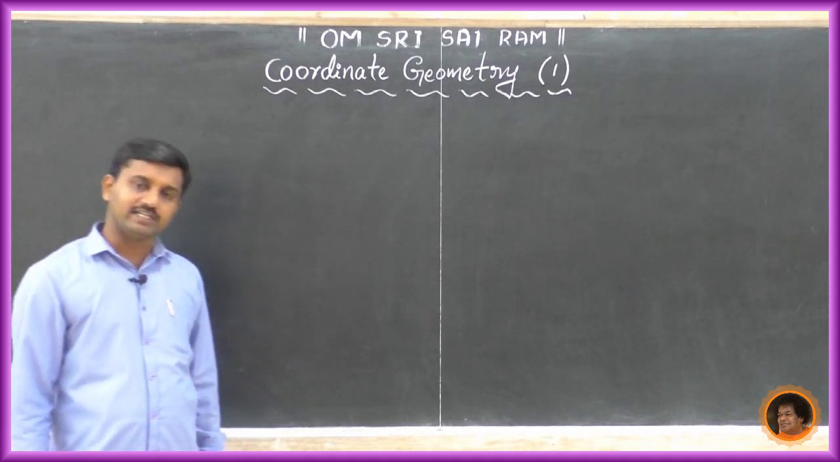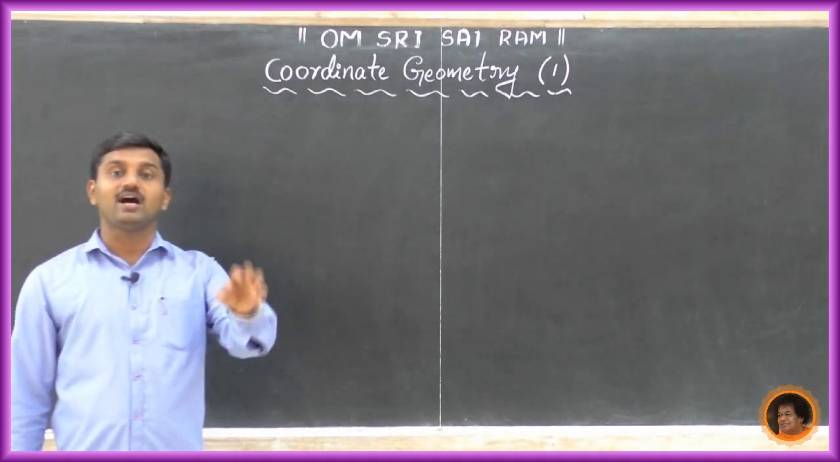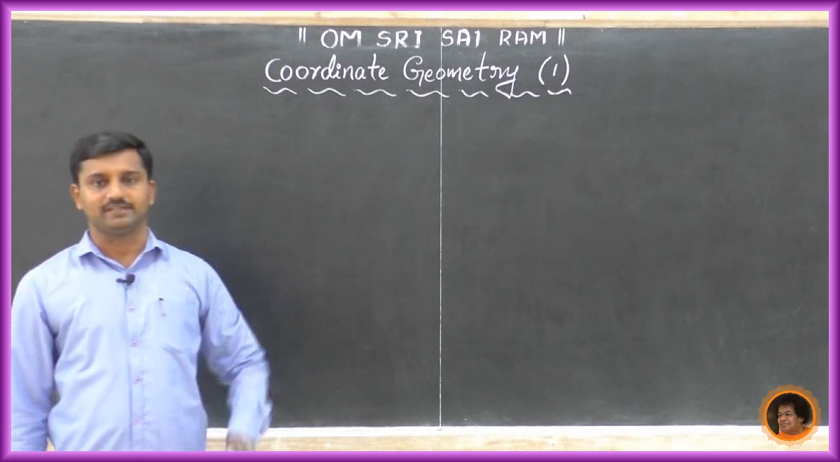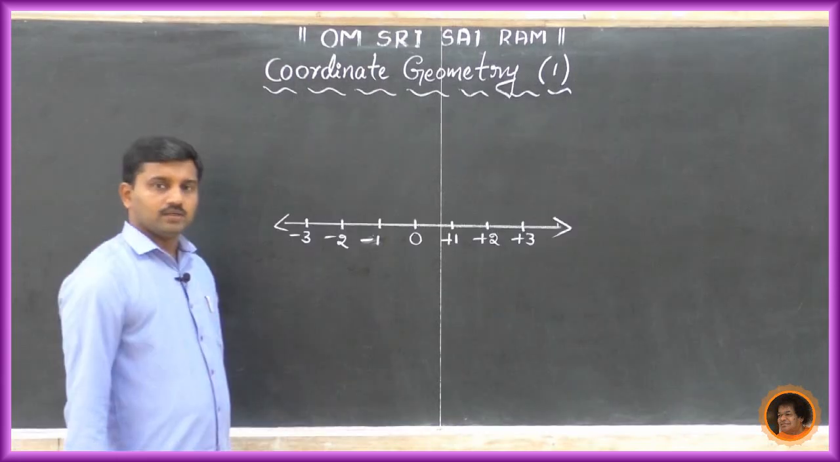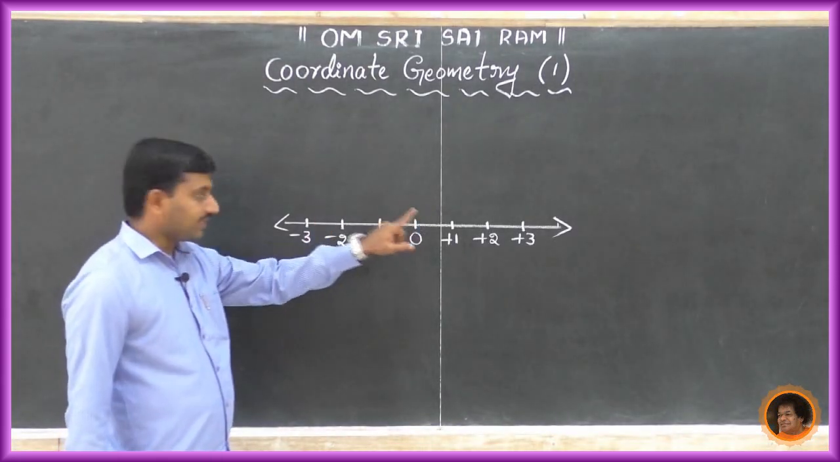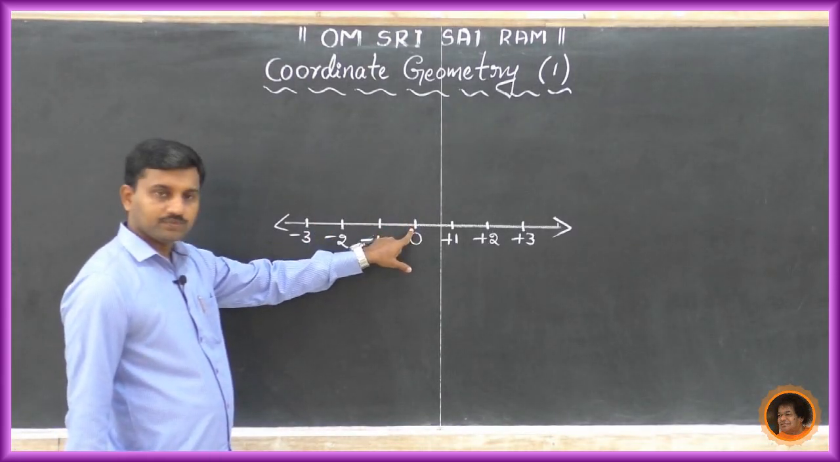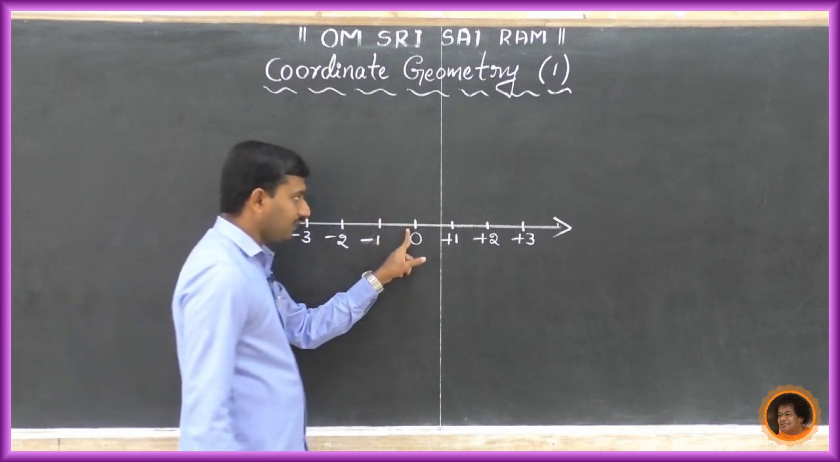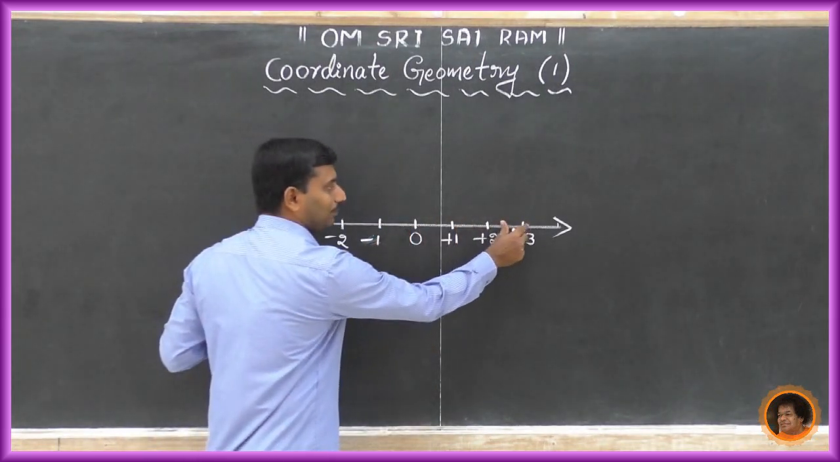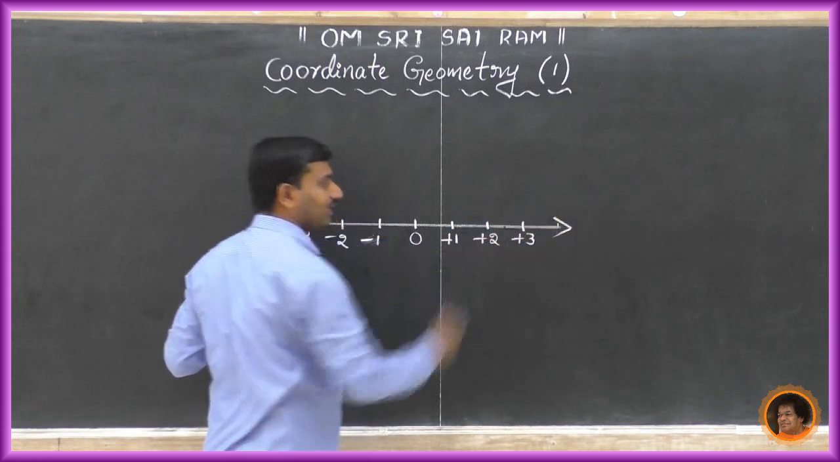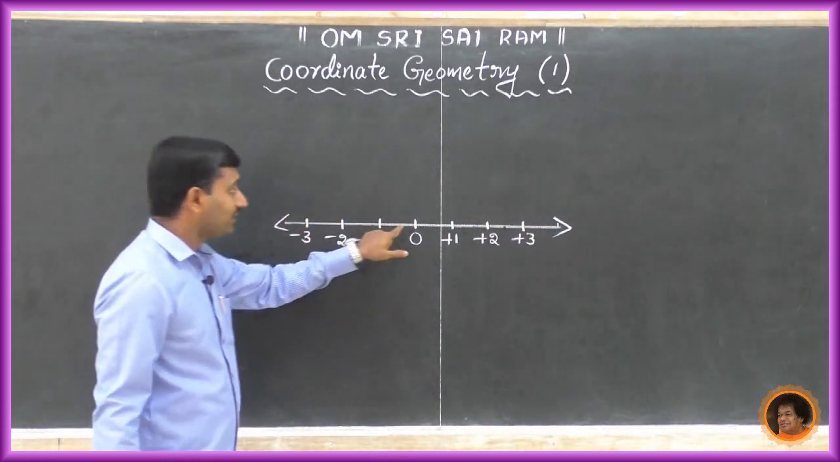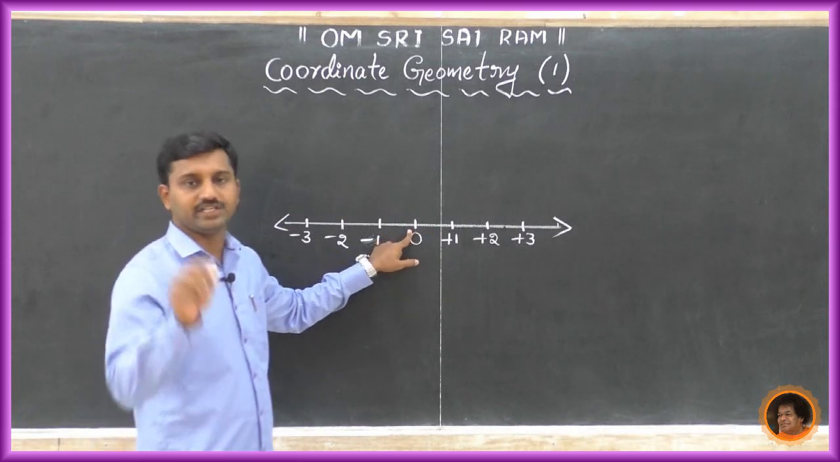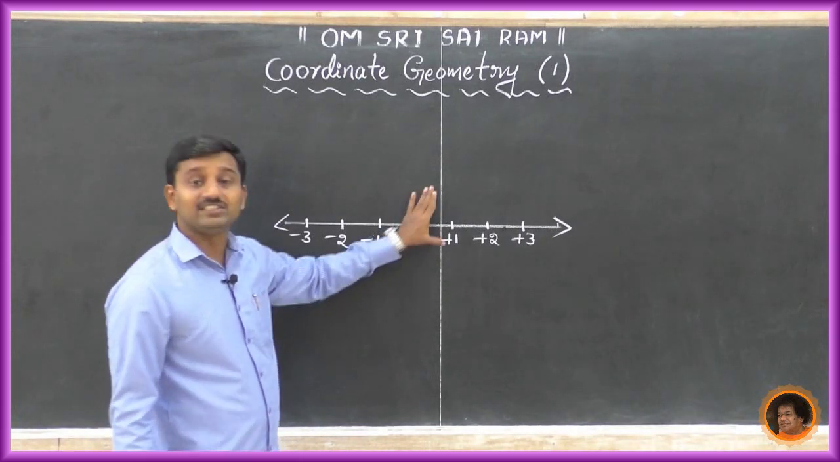You have already studied how to locate a number on a number line. Just recall the concept of the number line. On the number line, there is a fixed point. From the fixed point, equal units are marked positively in one direction and negatively in another direction. So the fixed point is known as origin. So this is the number line.